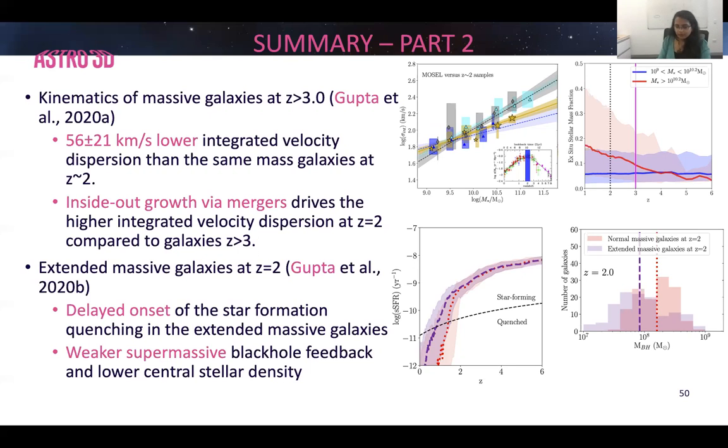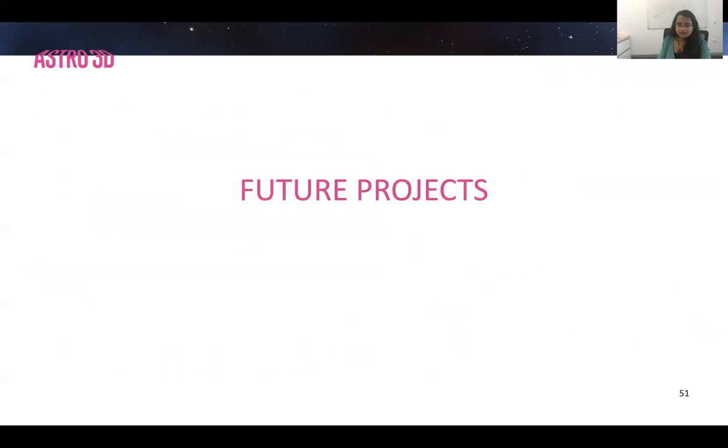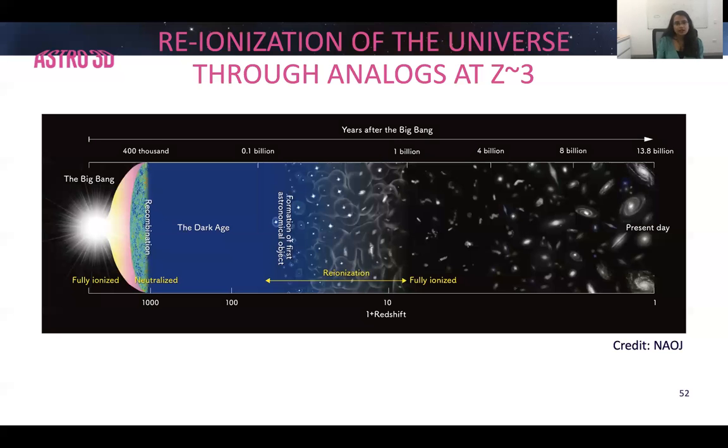In the next couple of minutes, I just want to spend a few slides on the projects that I will be doing when I move to Curtin University. One of the things that I'll be undertaking, as part of the MOSEL survey, is to look at the epoch of reionization. This figure here shows nicely how our universe transitioned from the Big Bang to the present day.